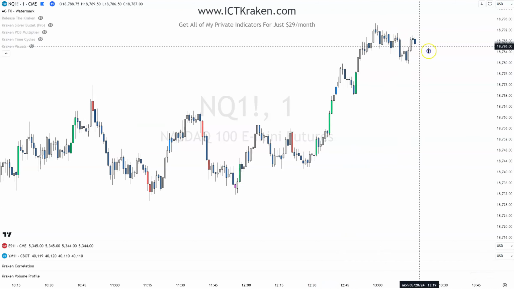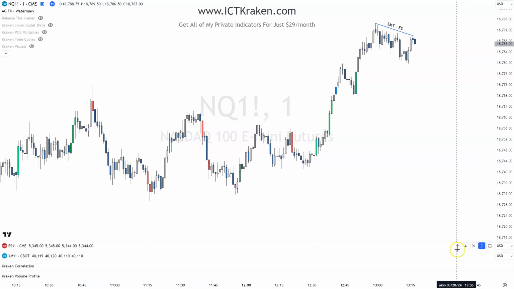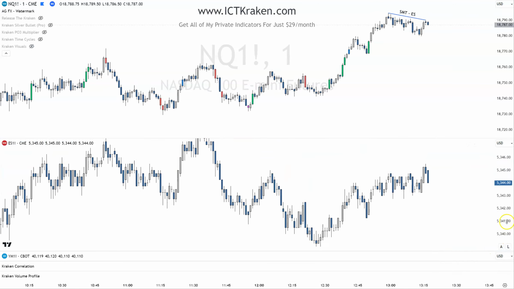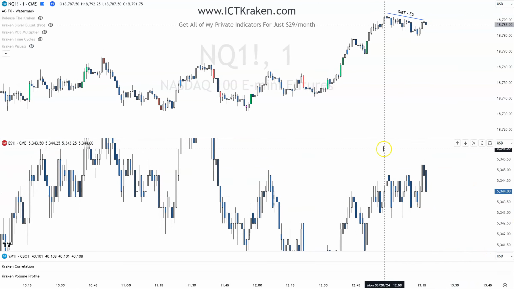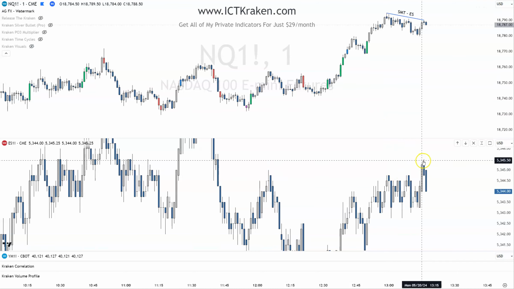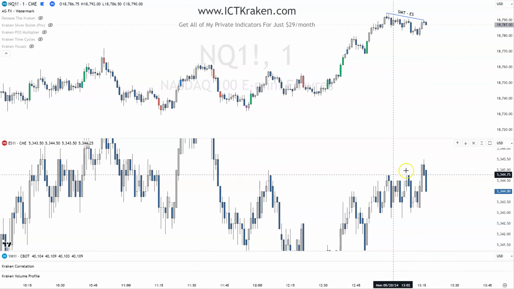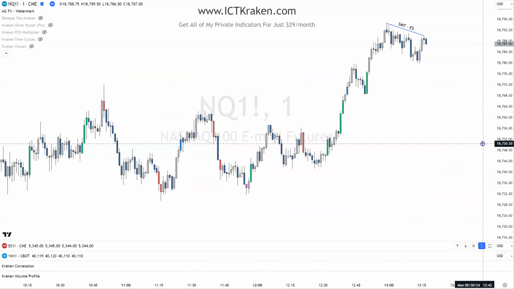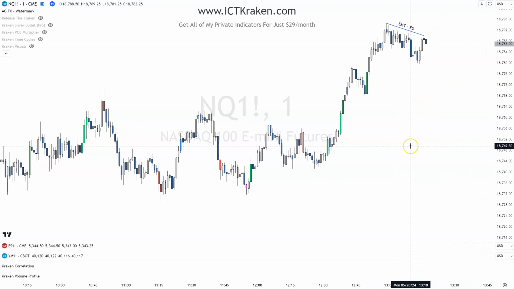We have SMT right here, right? With ES. So let me open up the ES chart. Okay, so crosshairs. See this high right here goes up right here, and that's SMT with ES. Okay, so we have SMT with ES.